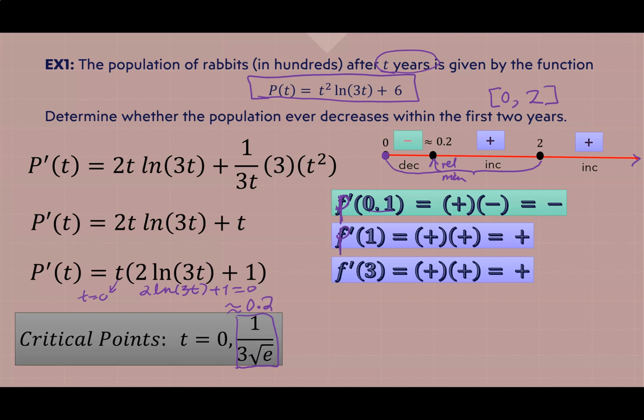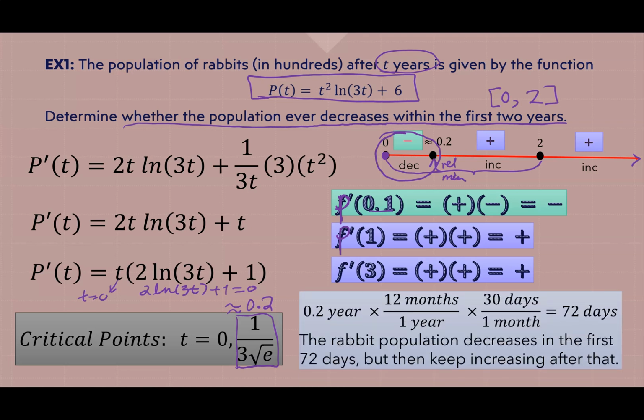But in the interest of answering this question, determine whether the population ever decreases within the first 2 years. And the answer is yes, right here within that interval from 0 to 0.2 years. Now, it seems kind of weird to talk about 0.2 years, right? You're not going to come up to somebody and say, oh yeah, the population was increasing for the first 0.2 years, right? So let's talk about realistic units here.